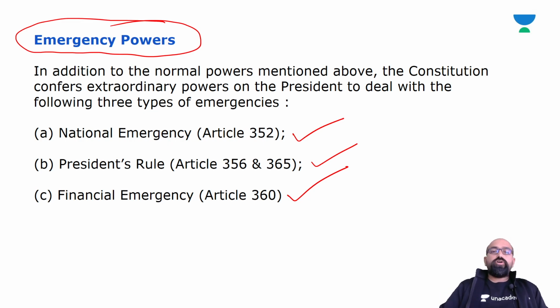The extraordinary powers of the president: national emergency described in Article 352, President's Rule under Article 356 and 365, and financial emergency under Article 360.